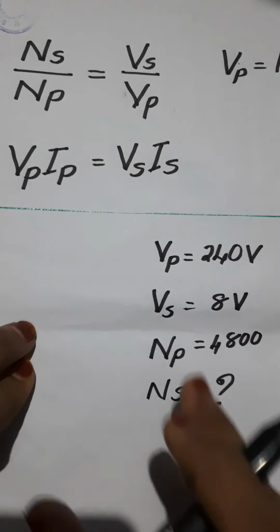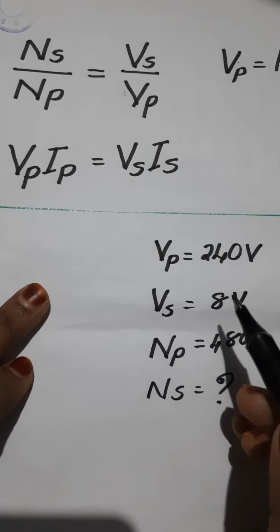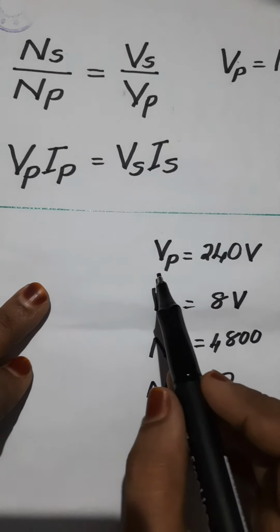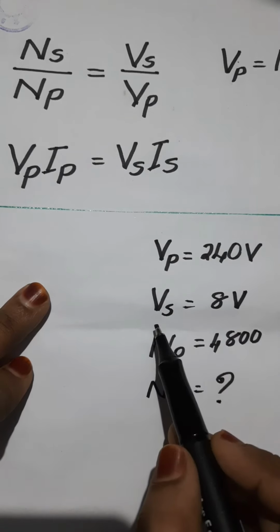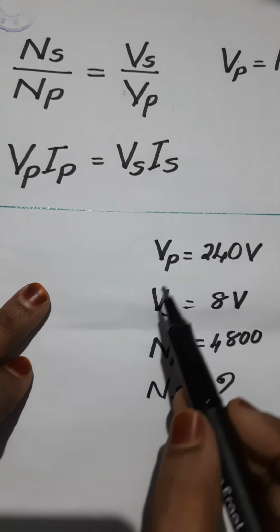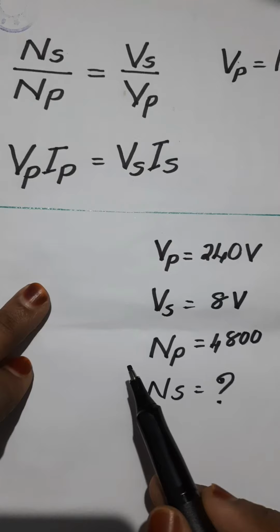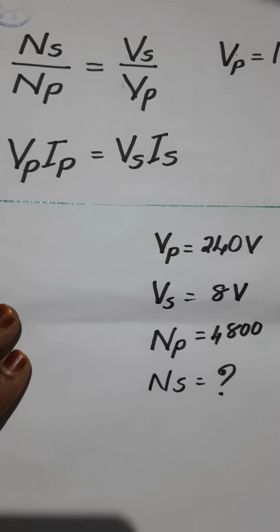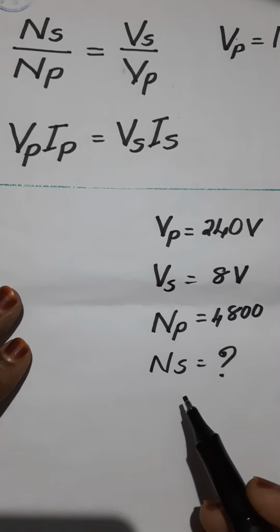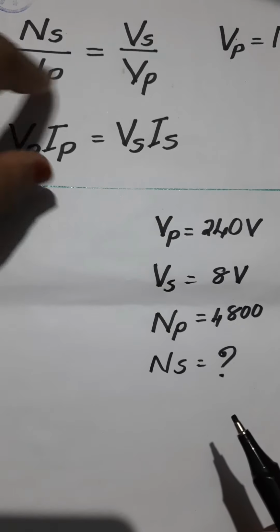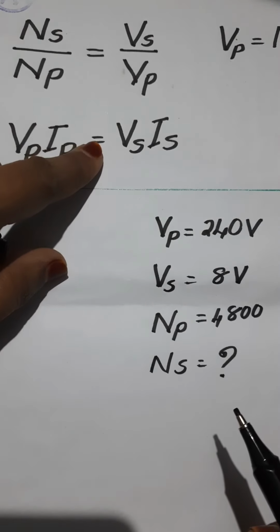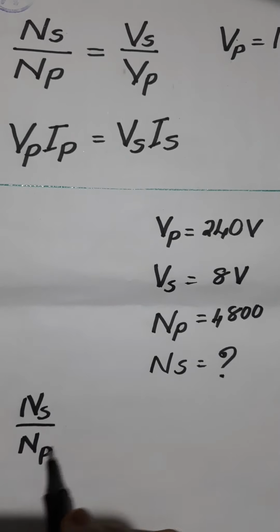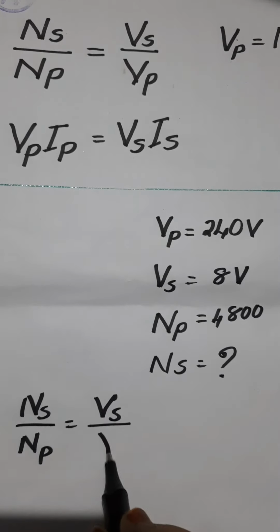From this given data, we can understand that this is a step down transformer because Vp is 240 volt, Vs is 8 volt. Here voltage decreases. That means it is step down transformer. Then we have to find out Ns. Equation: Ns by Np equals Vs by Vp.